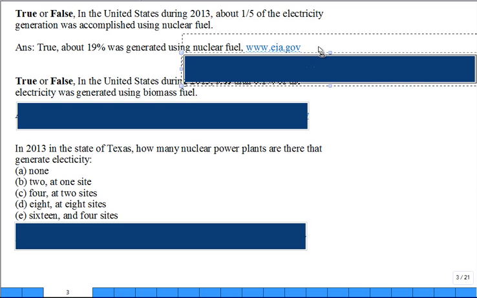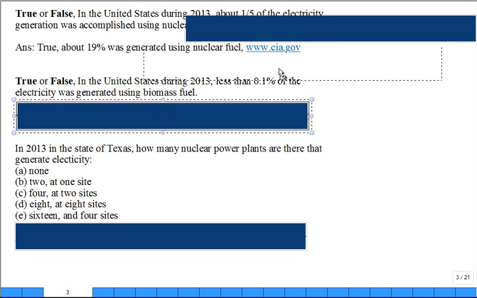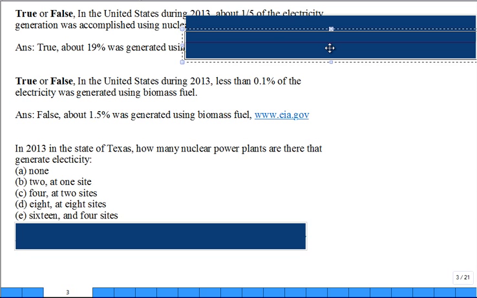True or false: in the United States during 2013, less than 0.1% of the electricity was generated using biomass fuel. What is biomass anyway? Corn. Corn stuff, yeah. So what do you think? False, it was 1.5%, which I find a little hard to believe is that high. I'm interested in what exactly all the biomass is that's generating.